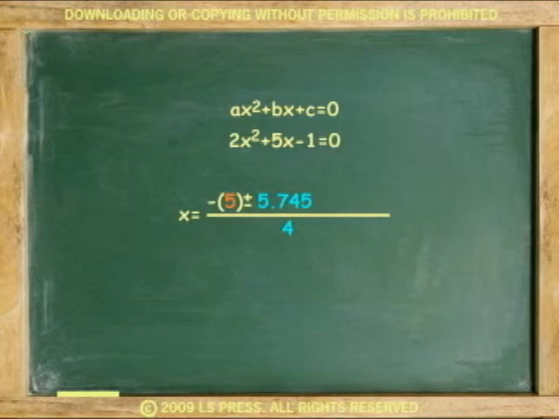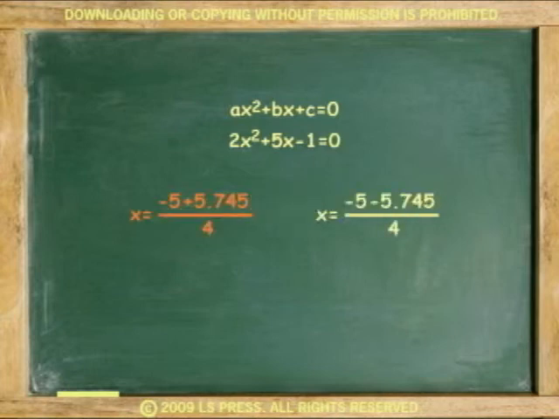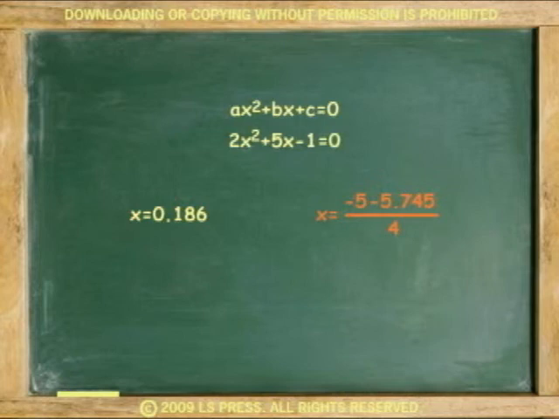Two values of x. Negative 5 plus 5.745 divided by 4 or 0.186. And negative 5 minus 5.745 divided by 4 or negative 2.686.